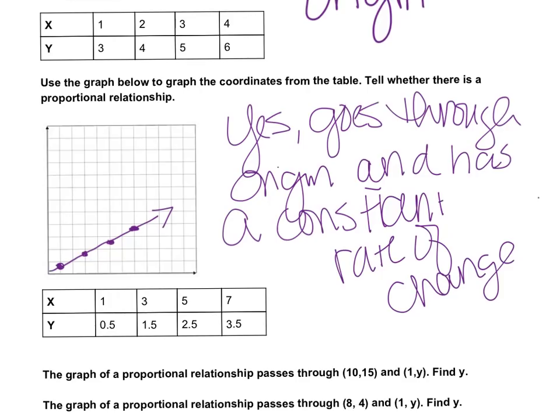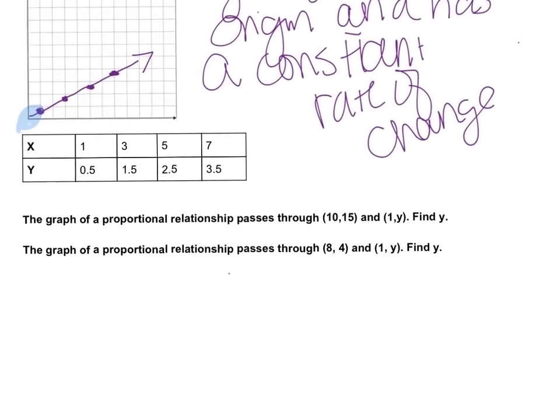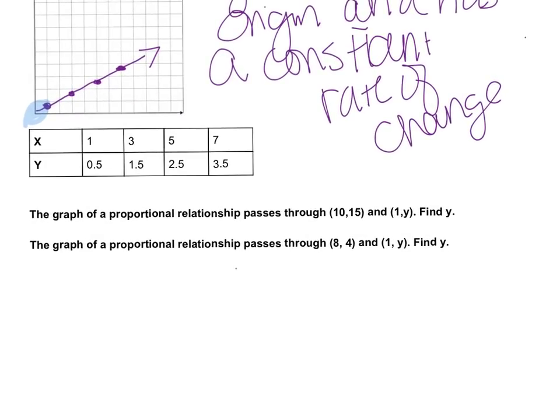Okay, if you got what I got, we graphed it, and we made it a straight line, and we found that, yes, it would go through the origin, and it has a constant rate of change because it's a straight line. Okay, let's go ahead and look at the next two. I'll go over these with you.